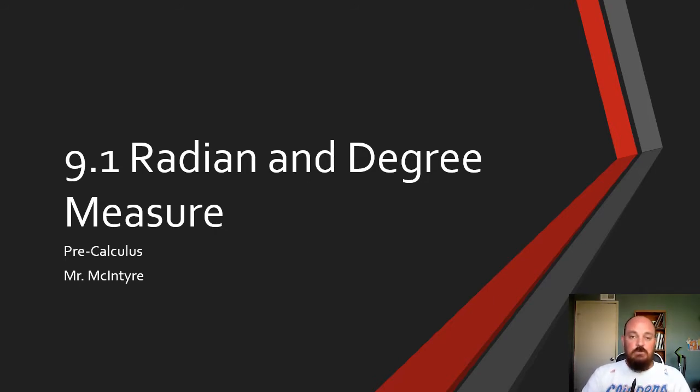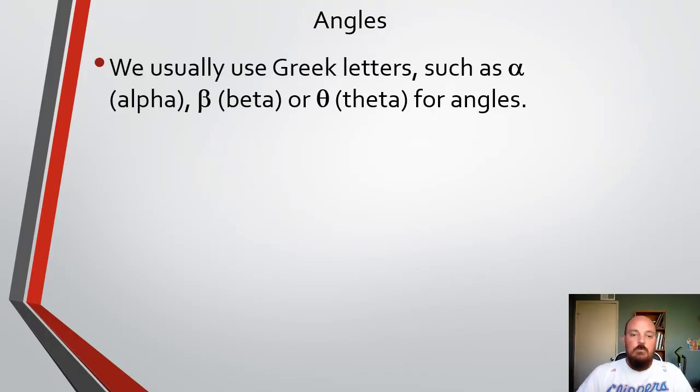So what I want to start with for chapter 9, before we get into any trig, let's just start with angles, because you have to really be comfortable with angles before you can do any trig at all. So we're going to do a unit on just the difference between radians and degrees and basically how to measure angles. So let's start with some of the basics.